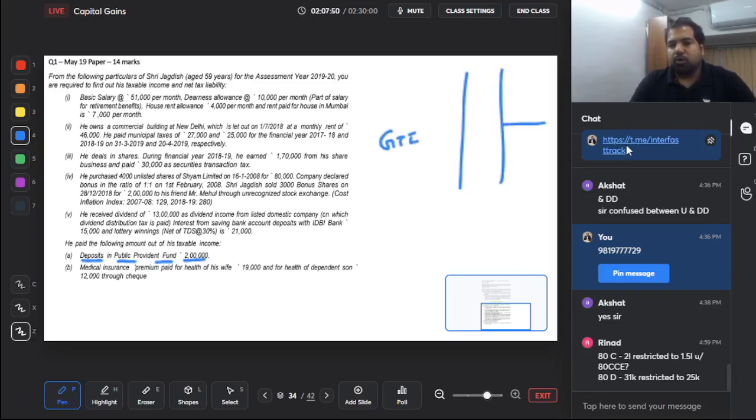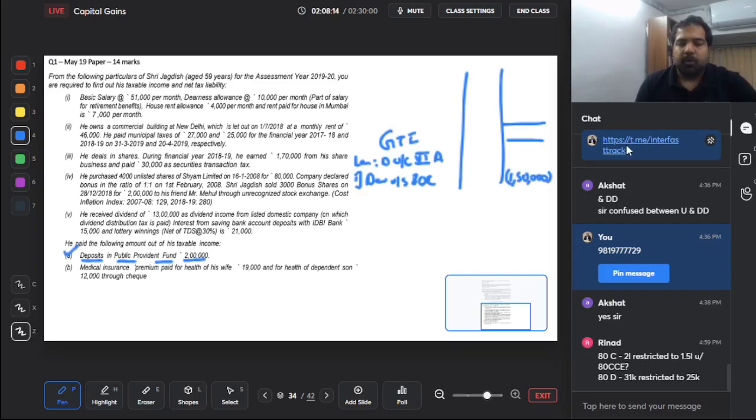And once you have a gross total income, you will write less deductions under Chapter 6A, and then you will write the first deduction under section 80C. You will write 2 lakh, but then you will write limited to 1,50,000 under section 80CCE. So you'll get a deduction of 1,50,000 for this cost.